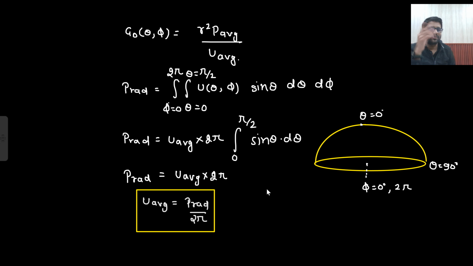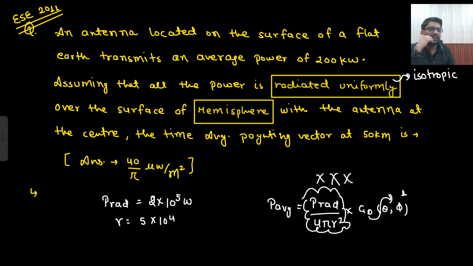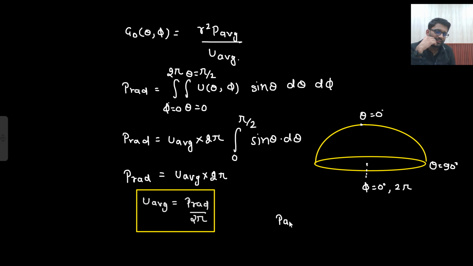Are you getting this point? For hemisphere, it depends on the range as well. If I had blindly told you this formula directly, you would be getting it wrong. So now what will be your P average? From P average, if I find G(D) theta comma phi into U average, what is U average?